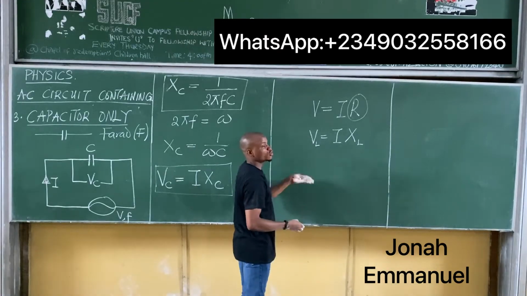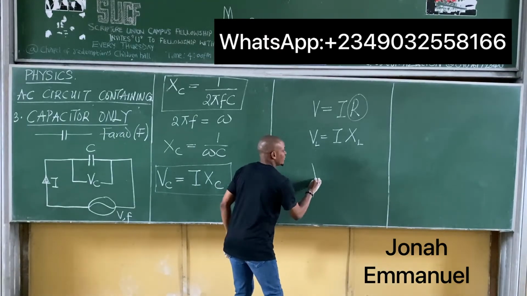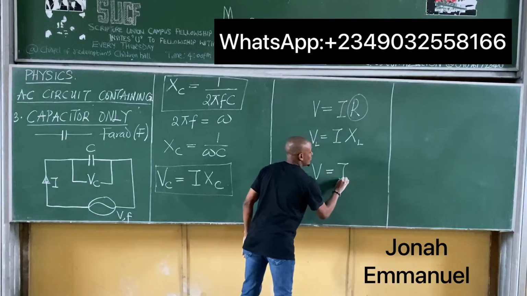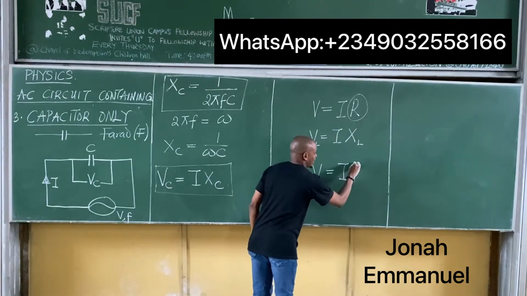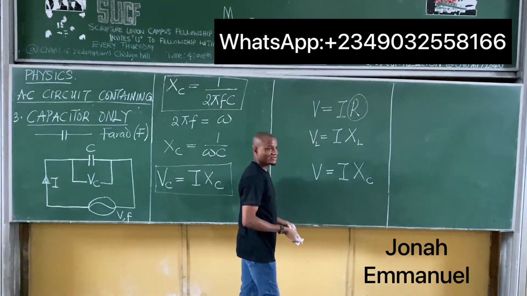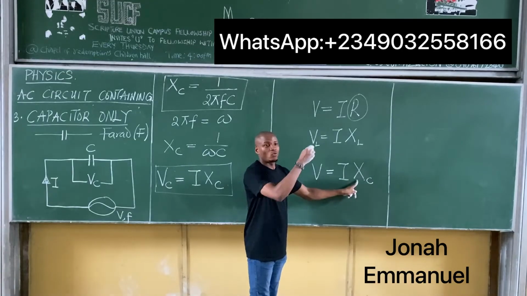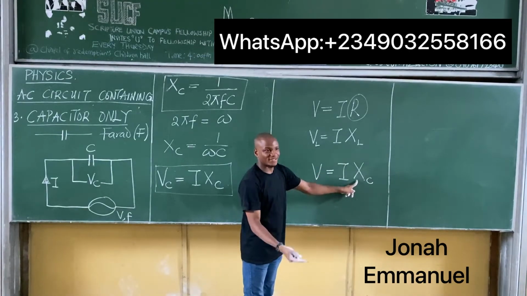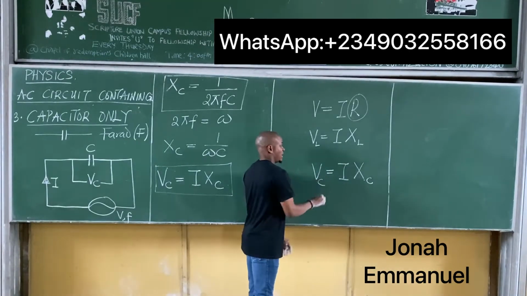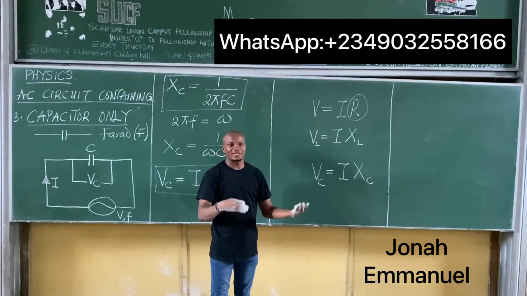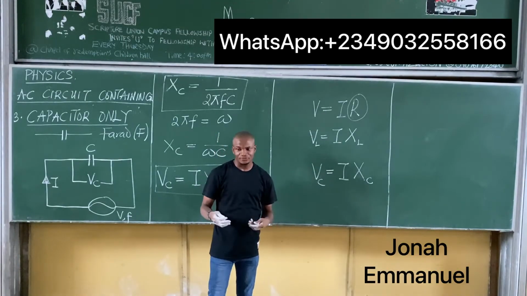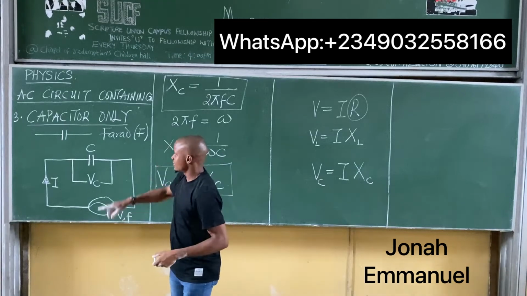The same idea works with capacitor. V is equal to I, no longer R but Xc. Same concept. Xc is 1 over 2 pi fC. And that's it. Everything is just Ohm's law. Just express them correctly. That's all.